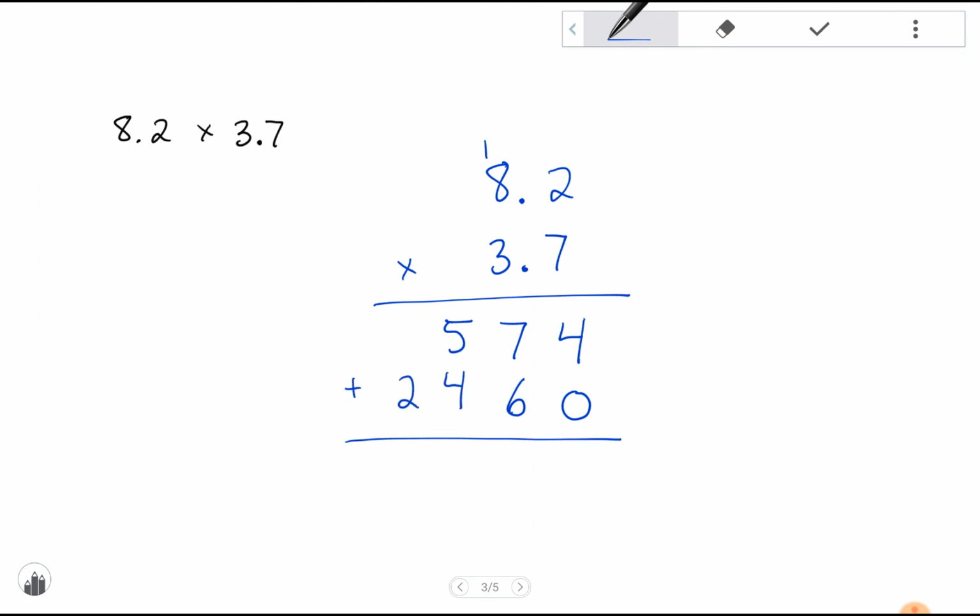Now we're going to add these two numbers. 4 plus 0 is 4. 7 plus 6 is 13, so we write the 3, carry the 1. 5 plus 4 is 9, plus the 1 gives us 10, so we'll write 0 and carry the 1. 1 plus 2 is 3. So we have 3, 0, 3, 4. However, there are decimals here. So what we do is count how many positions of decimals do we have. There's 1 here and another 1 here, so that's 2. So we'll start from here and move in 2 spots. The decimal will go right there. So 8.2 times 3.7 gives us 30.34.